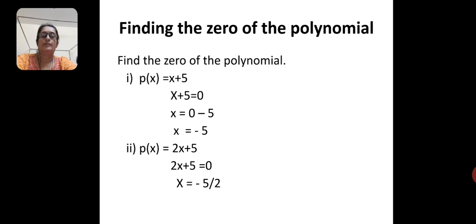One more example is taken, that is p(x) is equal to 2x plus 5. Here also we have to find out the zero of this particular polynomial. So let us do that. 2x plus 5 is equal to 0. Then take 5 to the right hand side, that becomes minus 5, and 2x remains on the left. Then take 2 to the right and divide, you will get minus 5 upon 2 as the x value. So that is the zero of that particular polynomial.